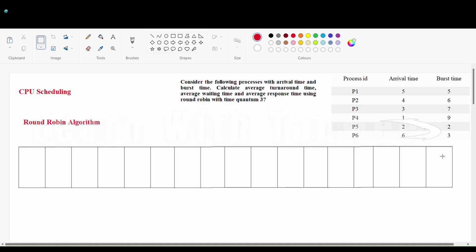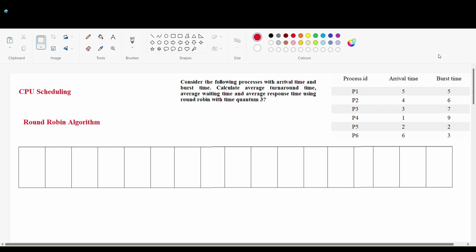This is another example of the round robin algorithm. Consider the following processes with arrival time and burst time. Calculate average turnaround time, average waiting time, and average response time using the round robin algorithm with the given quantum. So in this example, you have to find the average turnaround time, waiting time, and response time.